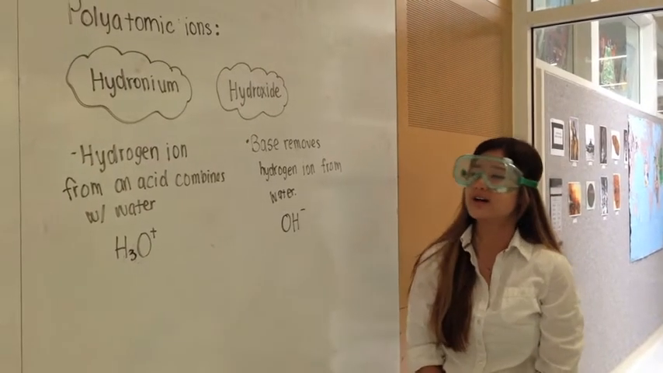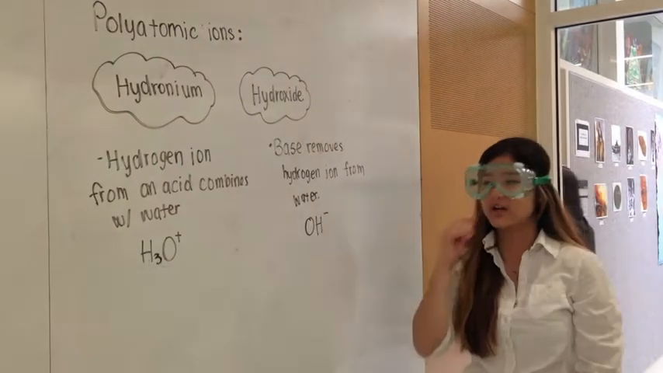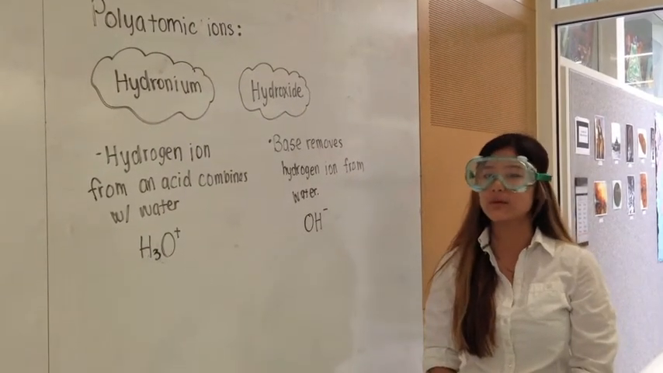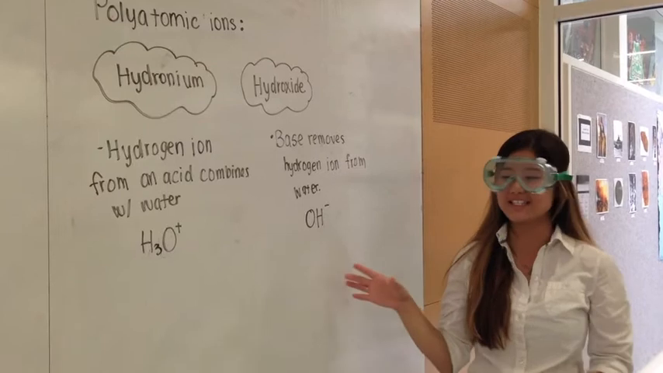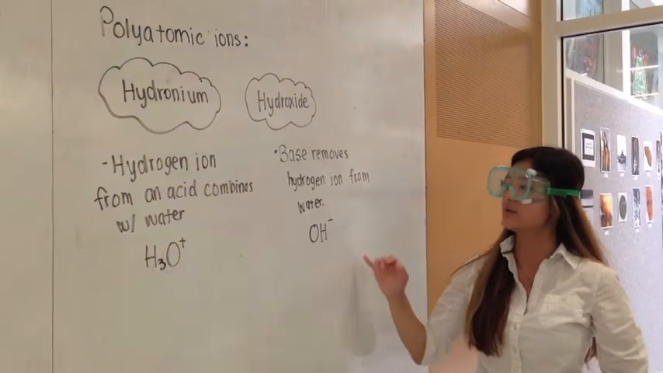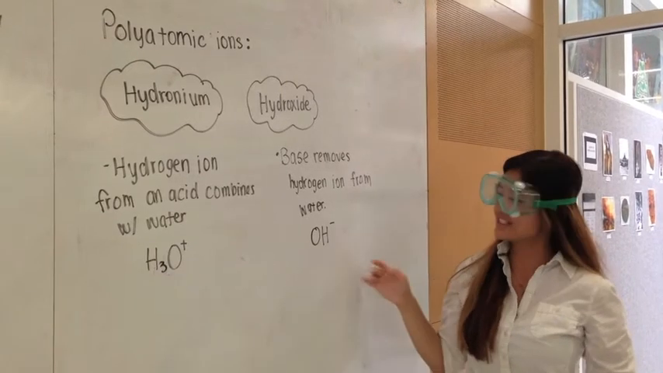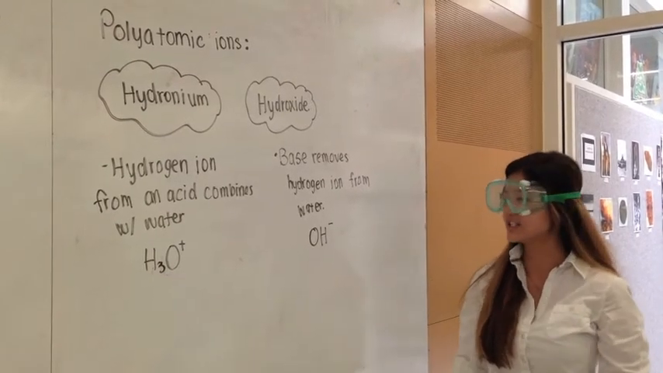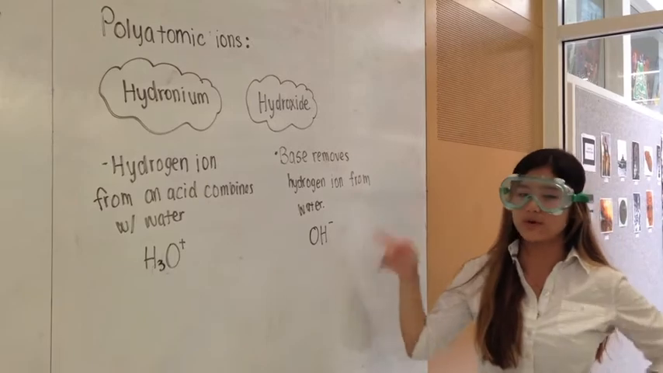So polyatomic ions, there's two different ones, hydronium and hydroxide. Hydronium is when we dissolve acid in water and we get an H3O+ ion, and then when we dissolve the base, it forms an OH- ion from the water.